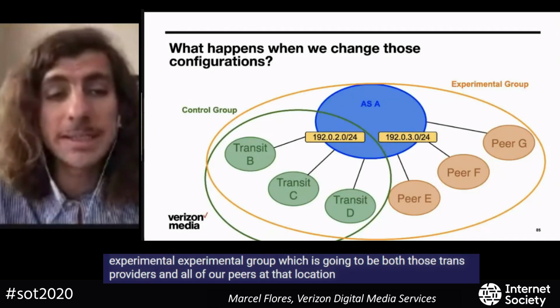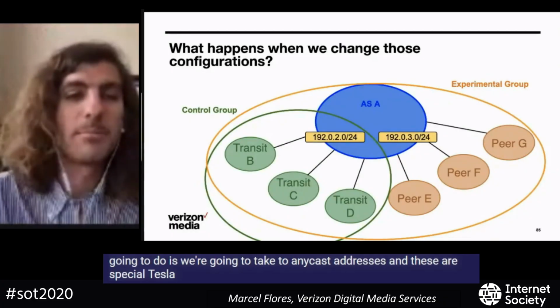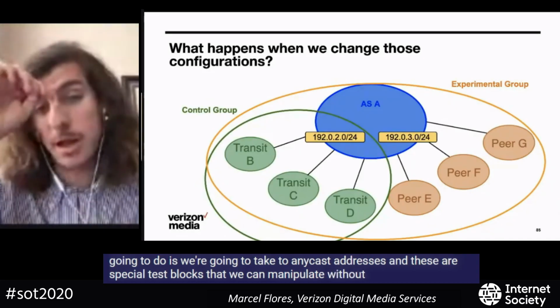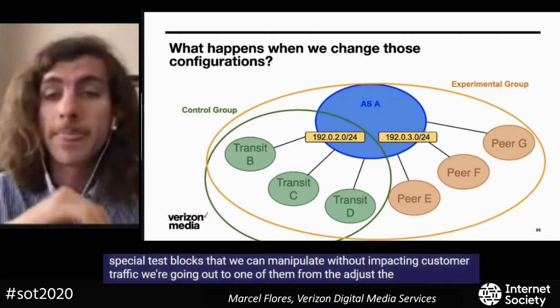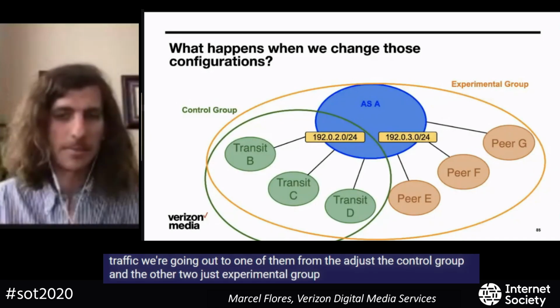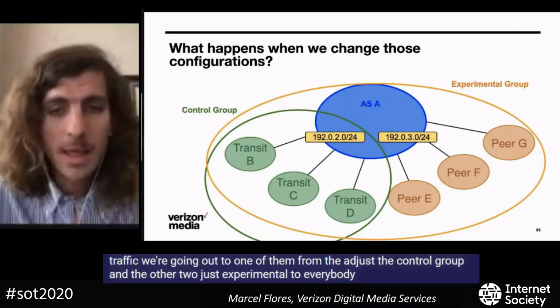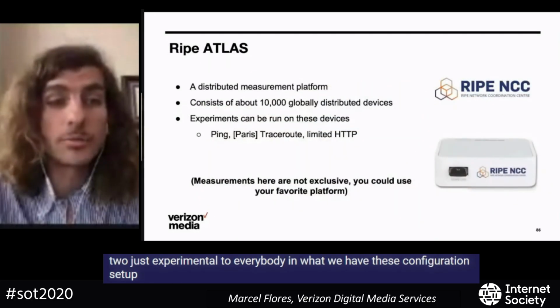And what we're going to do is take two Anycast addresses, and these are special test blocks that we can manipulate without impacting customer traffic. And we're going to announce one of them to just the control group, and the other to just the experimental group, or, well, to everybody basically. Next slide.